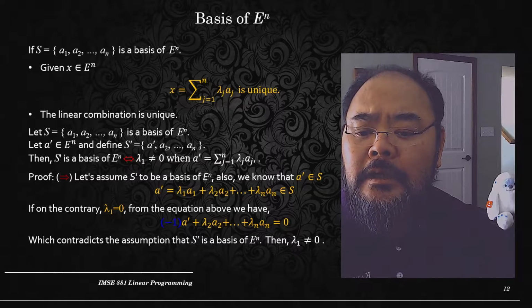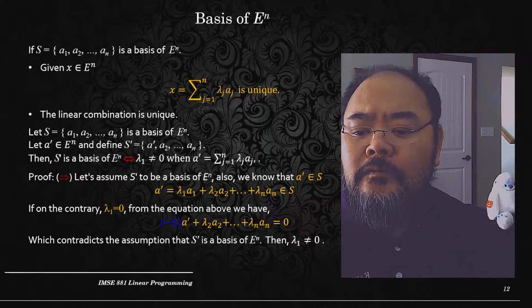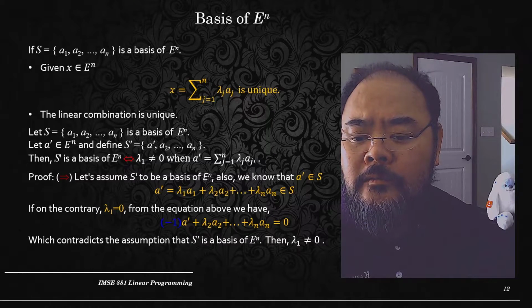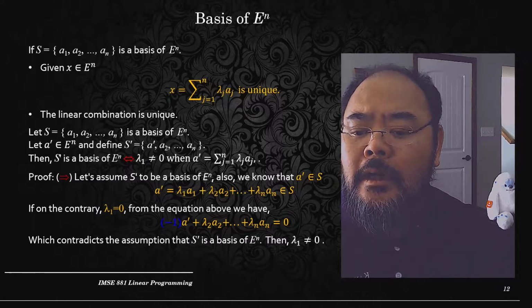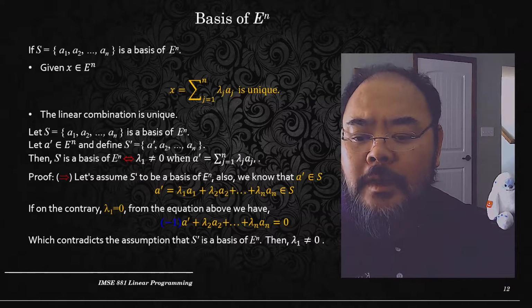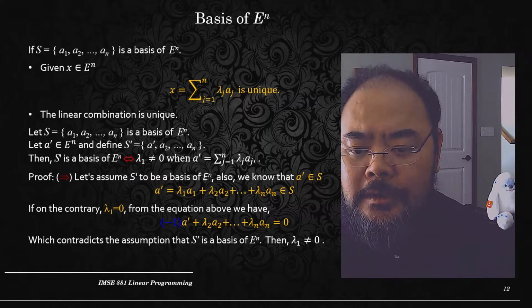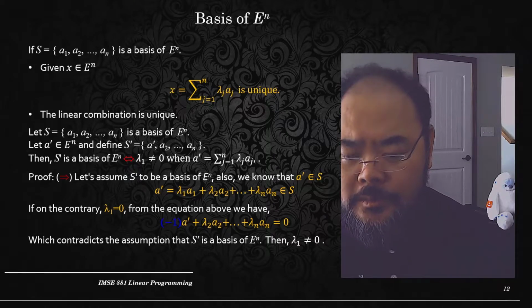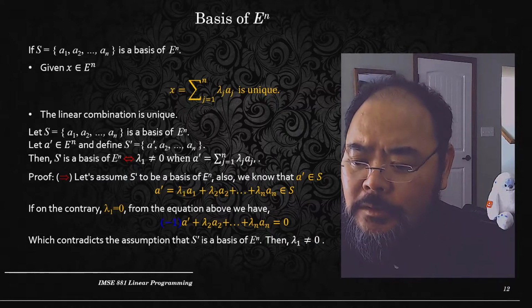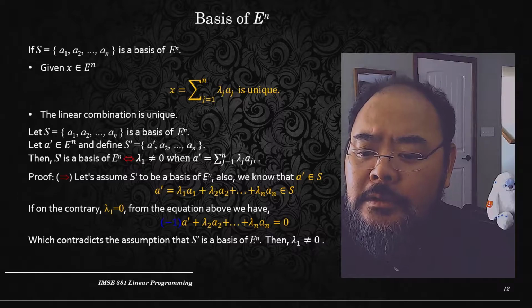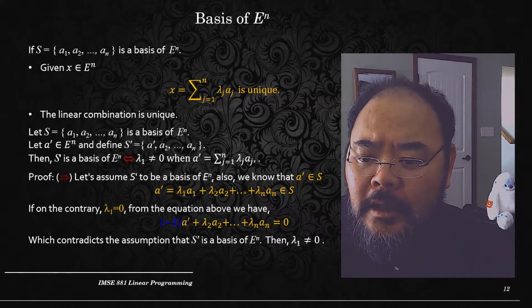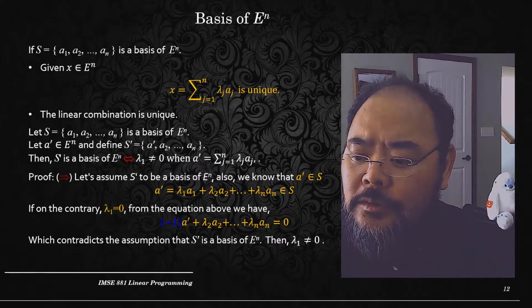as a linear combination of vectors a1 to an with specific lambdas. And this representation should be unique. There is only one way to represent it. So that means the linear combination of x in the n-dimensional Euclidean space is unique.